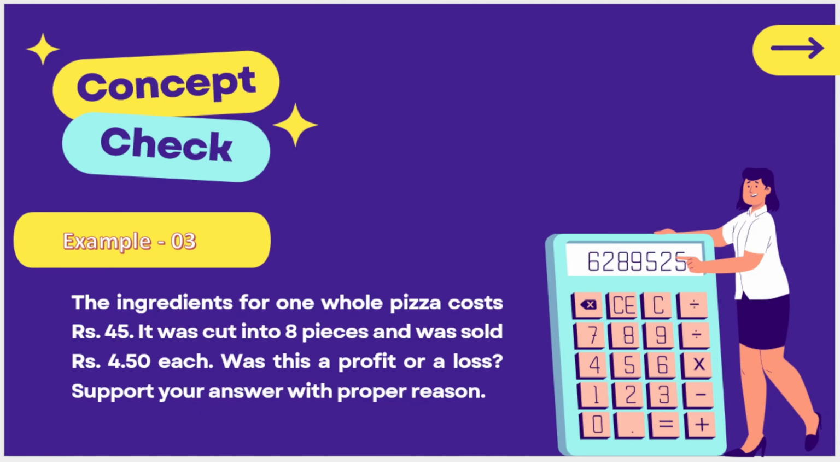Dear students, example number 3 is to check how far you have grasped the concept of profit and loss. Here, it is given that the ingredients for one whole pizza cost rupees 45. It was cut into 8 pieces and was sold for rupees 4 and 50 paisa each. We have to find whether this is a profit or a loss. We also need to support our answer with proper reason. Let us try to solve this example number 3.